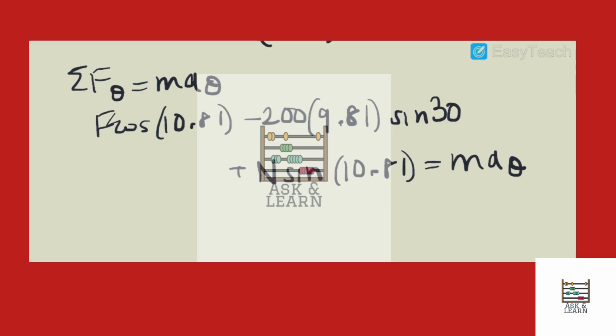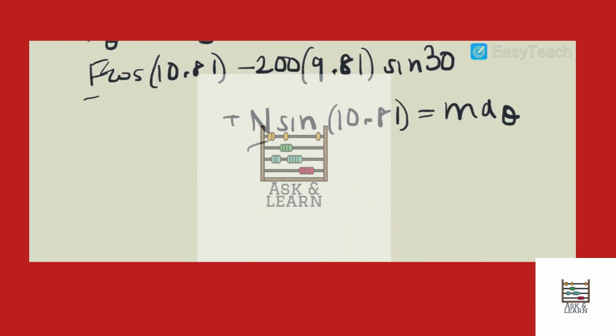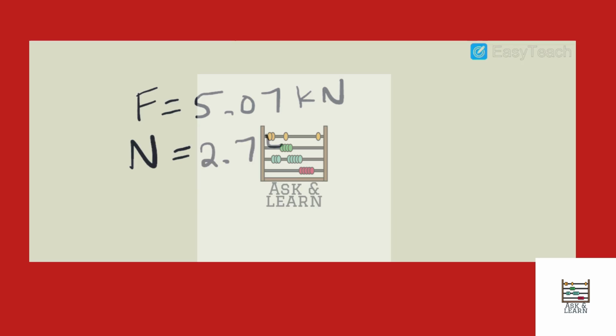Solving both of these equations, since we have two unknowns, F and N, we have two equations. Simultaneously solving these equations gives us that F is equal to 5.07 kilonewtons and N is equal to 2.74 kilonewtons. And that's our final answer.